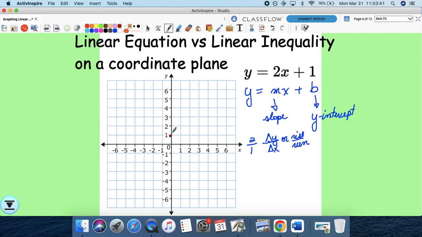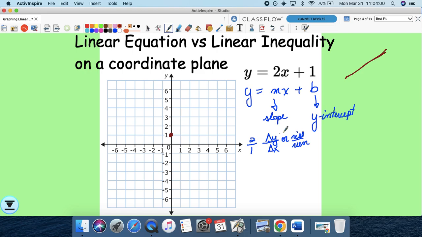Here's y equals 1, so we know there's a line, right? And because we also know that the slope is positive, we know that our line is going to go up from left to right. So let's get a few points, and then connect them to get our line.